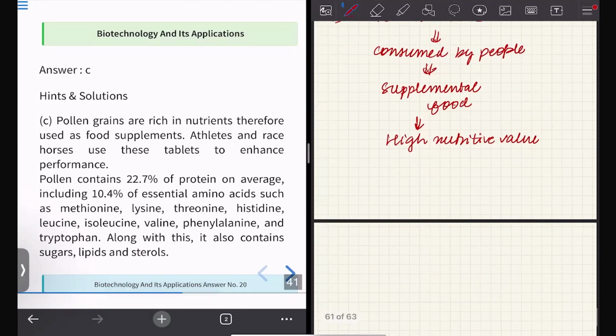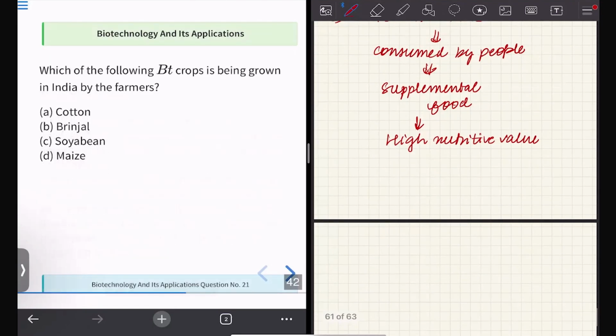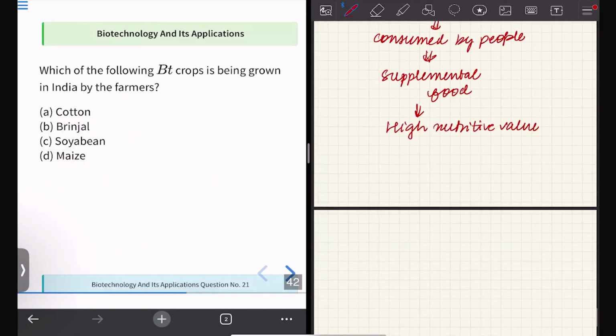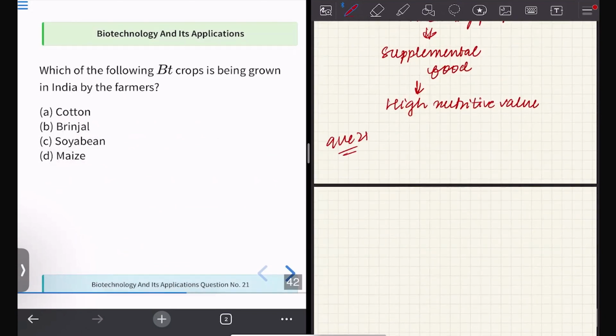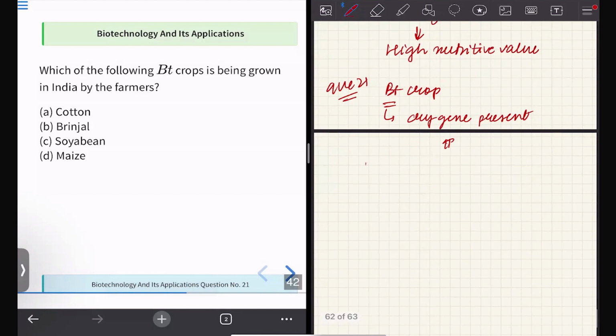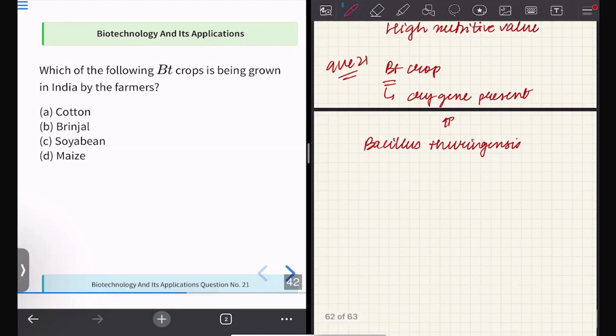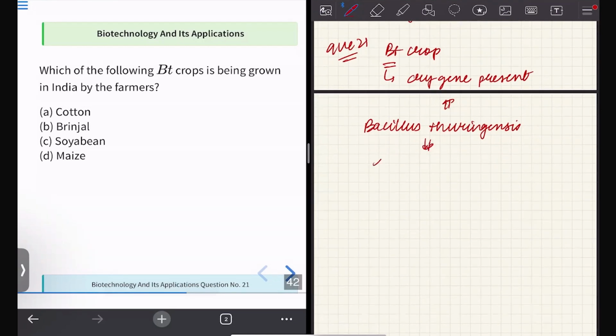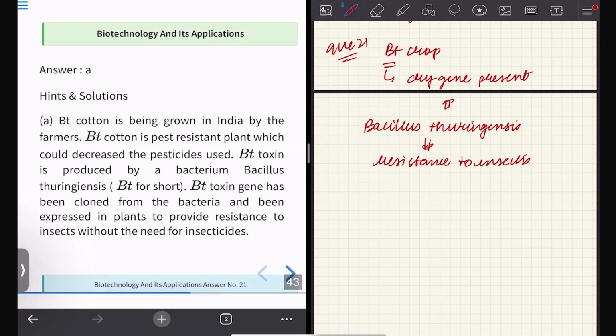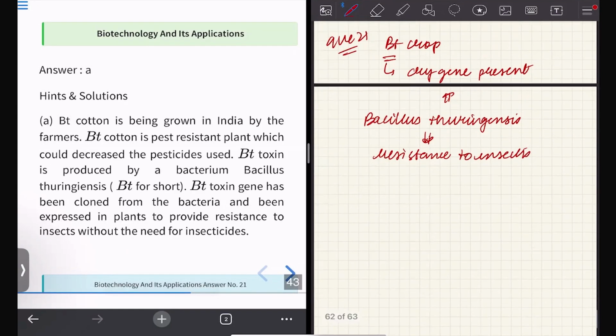Okay. So, which of these following BT crops is being grown by farmers in India? We have question number 21. So, BT crop means what? It has a gene. Which gene? Cry gene. Cry gene is present in these varieties. Where do we acquire this cry gene from? It is from Bacillus thuringiensis. So, Bacillus thuringiensis produces this cry gene and it is used for resistance to insects. Okay, so BT cotton is being grown by farmers, which is pest resistant.